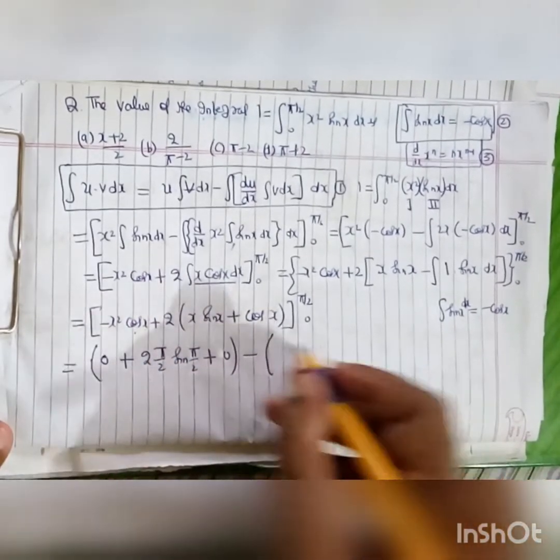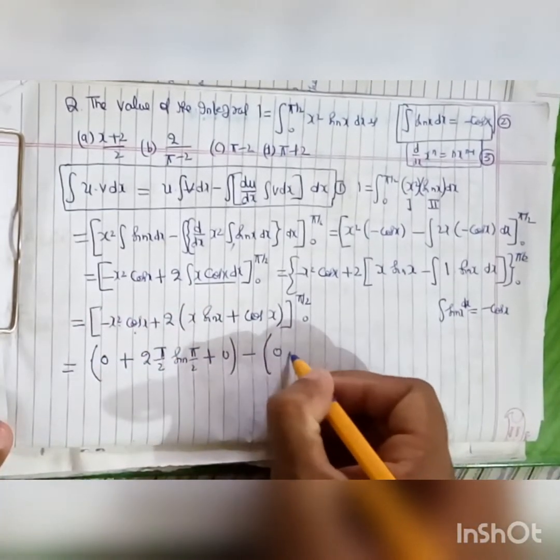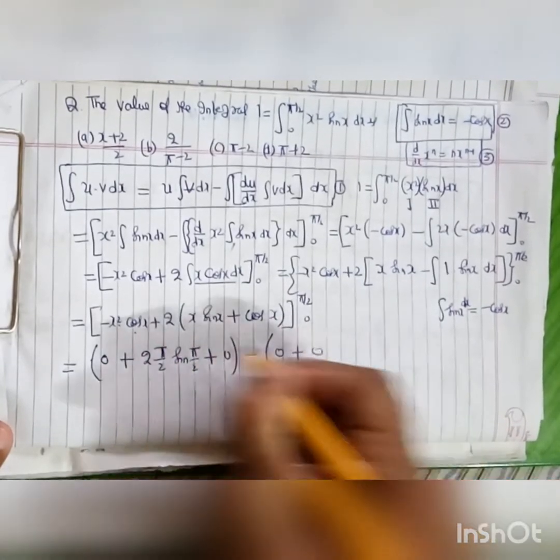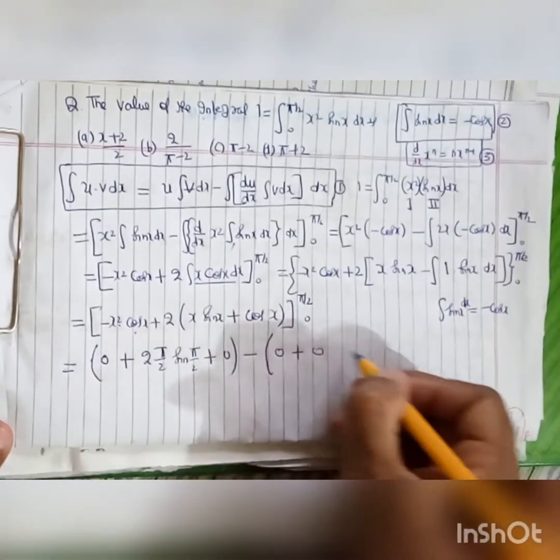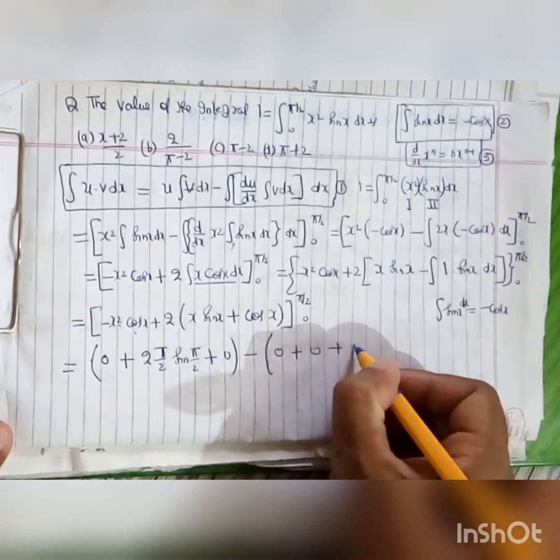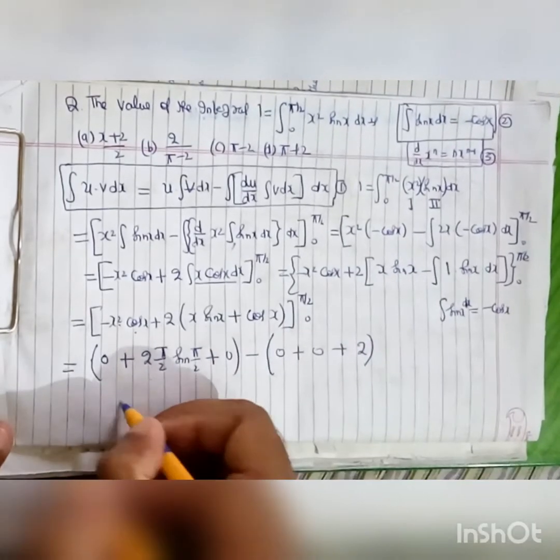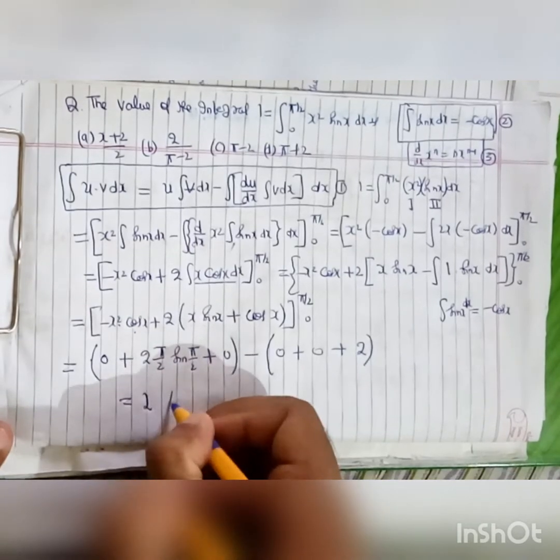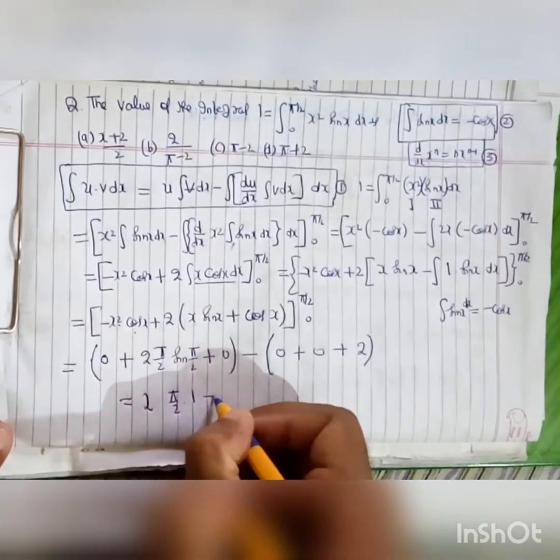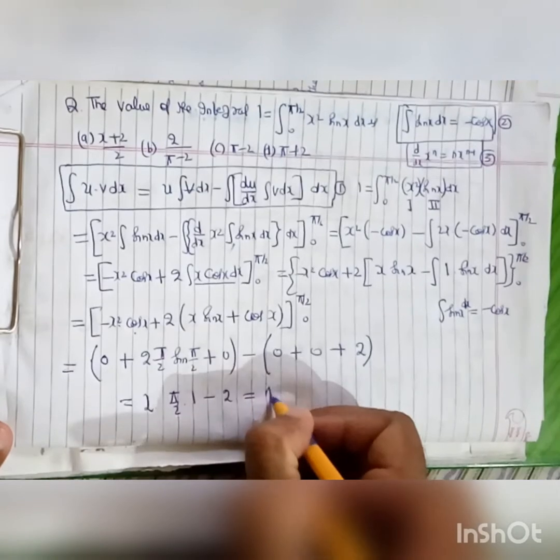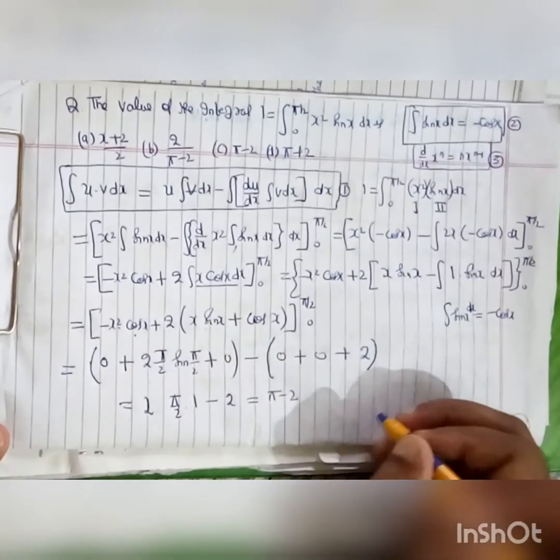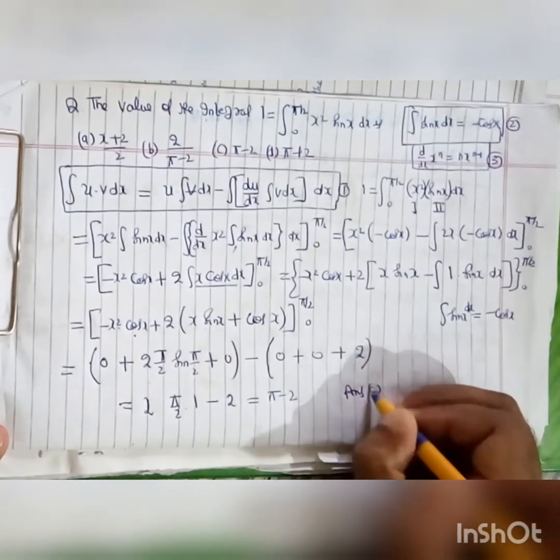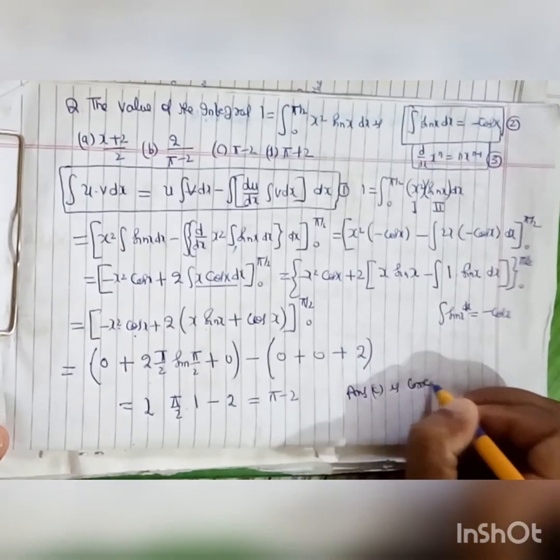Minus, this term will be 0 because x is 0, this term will be 0 because x is 0, and this term will be 2. So it will be 2 into pi by 2 into sin 90 minus 2. So it is pi minus 2. So answer C is correct. Thank you.